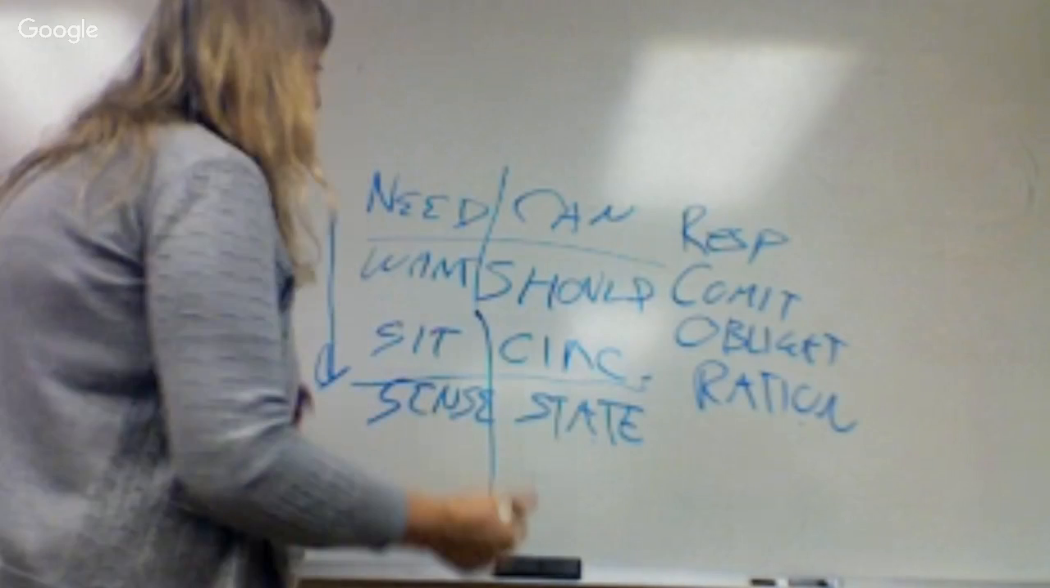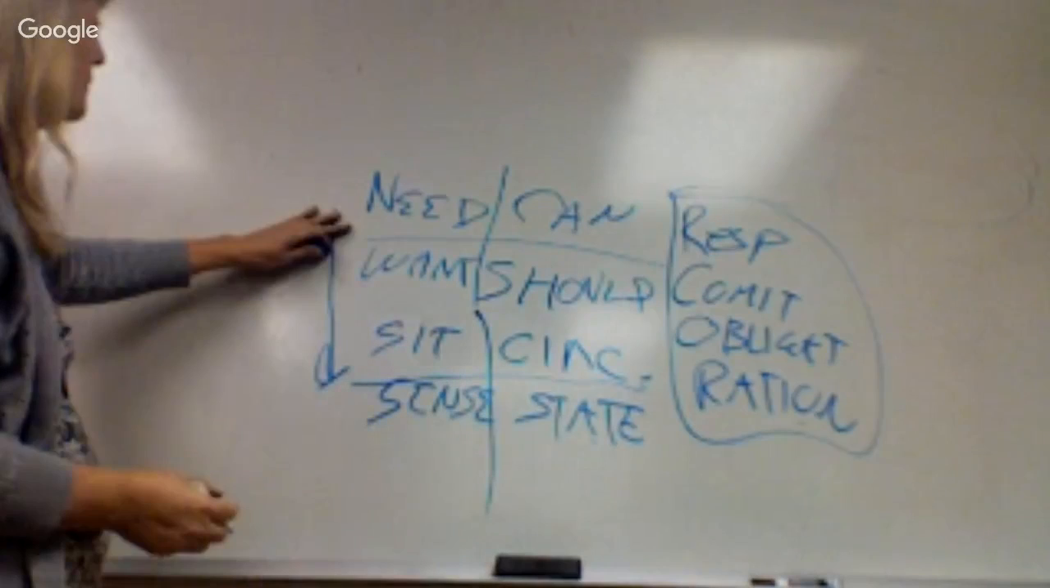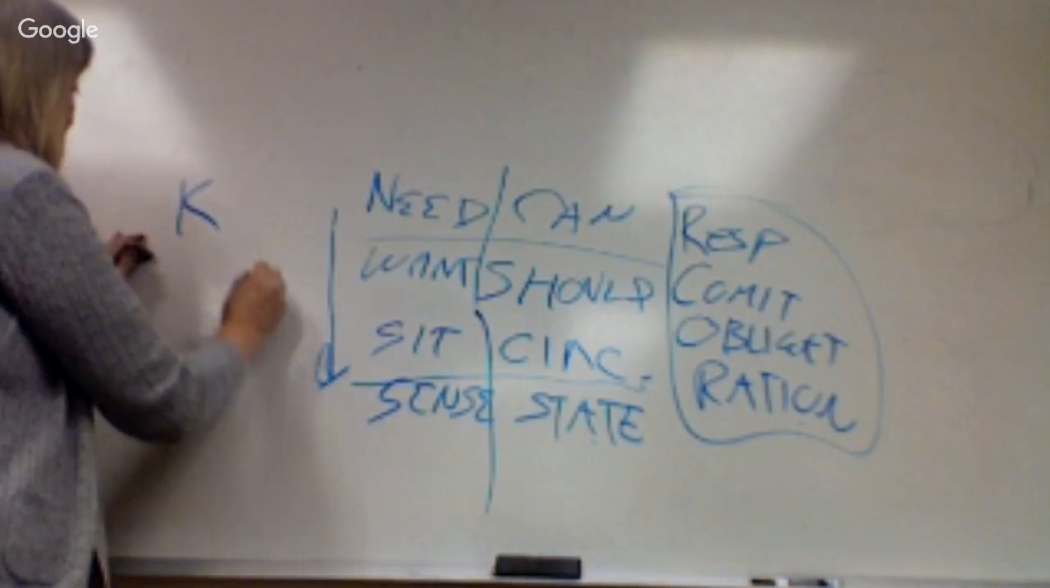So we've got this other quad here of these items. And then we found there was one even more basic than can, need, want, and should. And that more basic one was knowledge, thought, ability, and desire.